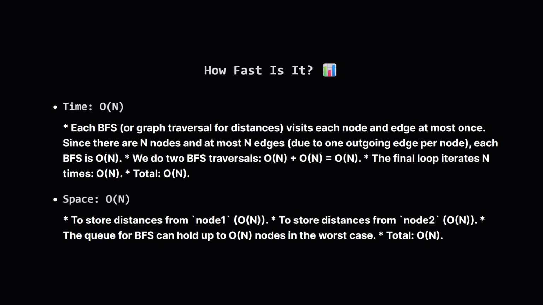What about space complexity, or how much memory we use? We need space to store the distances from node 1, which is a list of size n, and space for distances from node 2, another list of size n. The queue used in BFS can also, in some cases, hold up to n nodes. So the total extra space we use is also proportional to n, or order n space.